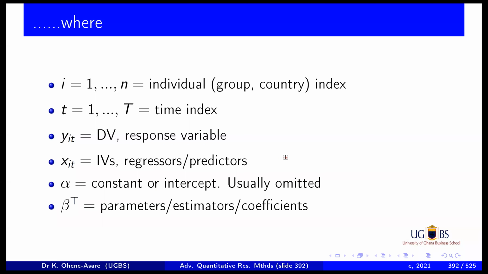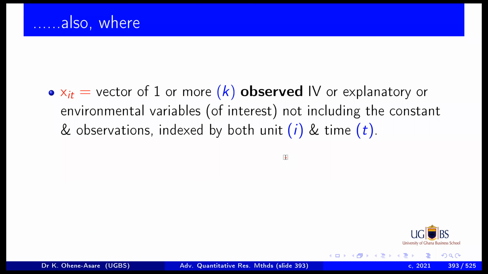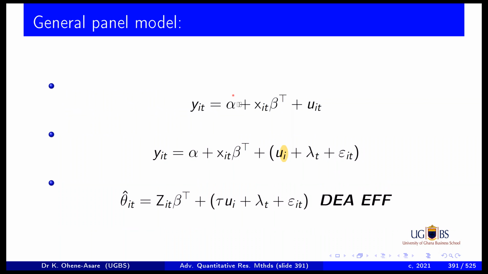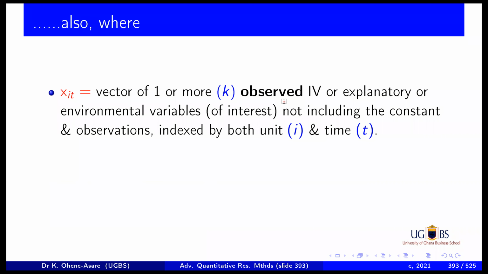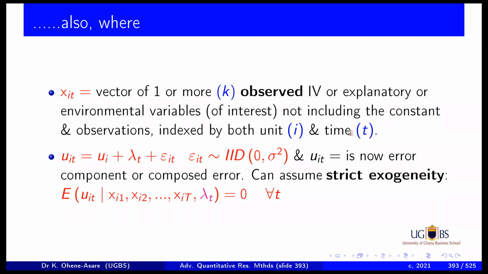Every other thing here is self-explanatory. Let's talk about that one. First of all, the xit is a vector of one or more observed independent variables. So the xit is a lot of them. That's why you have something like a beta transpose, because it's quite a number of them. So usually there's a lot of explanatory variables, and these explanatory variables sometimes are called environmental variables. They don't include a constant, and they are always indexed by time and individual, both individuals or units as well as time.